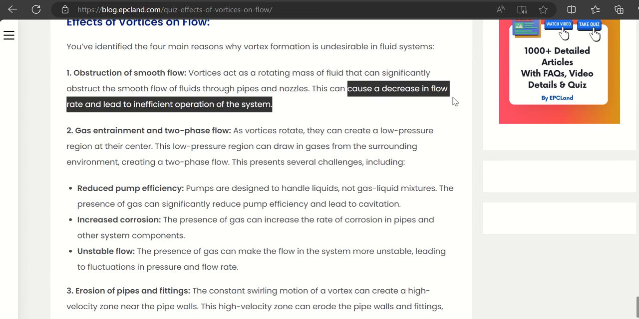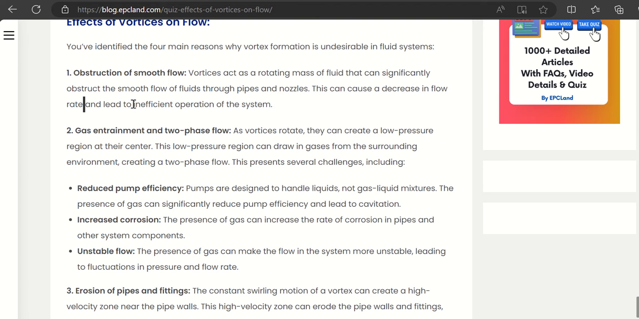For example, there may be a decrease in flow rate, and it can lead to inefficient operation of the system. So it will be obstructing the smooth flow. Once the vortices are formed, then there will be obstruction of the flow, which is not desirable.